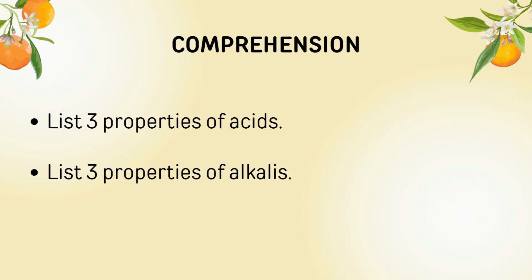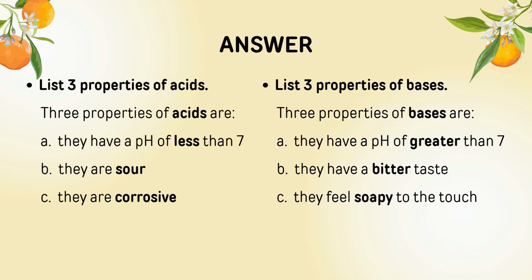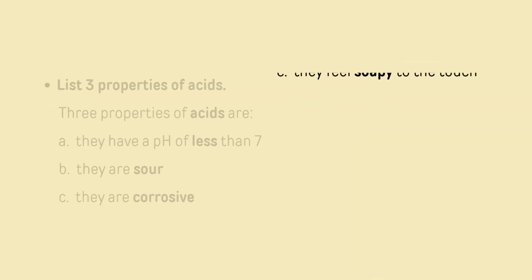Comprehension. List 3 properties of acids and list 3 properties of alkalis. 3 properties of acids are: they have a pH of less than 7, they are sour, and they are corrosive. While 3 properties of bases are: they have a pH of greater than 7, they have a bitter taste, and they feel soapy to the touch.